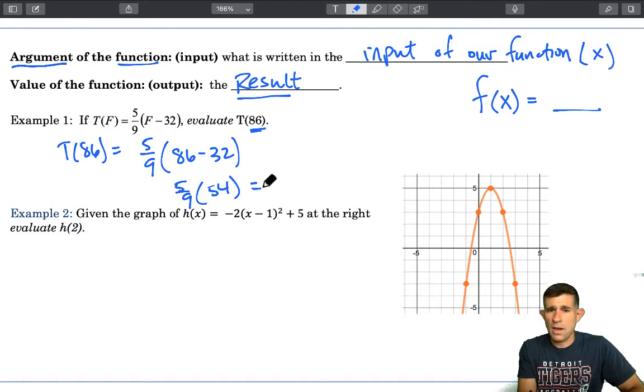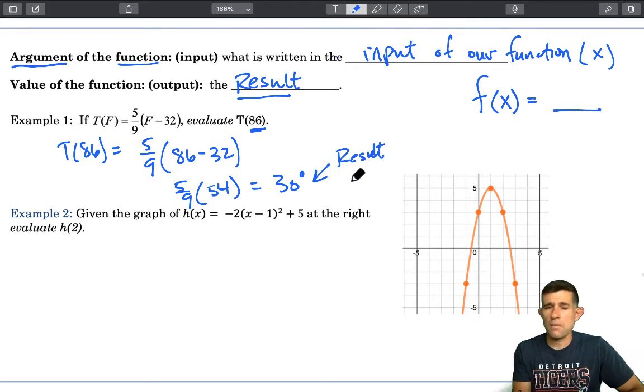And now our output, or our result from simplifying our mathematical model here, will be 5/9 times 54, which is 30, so 30 degrees Celsius. So our output, or our result here, is 30 when our input, or our argument, was 86.